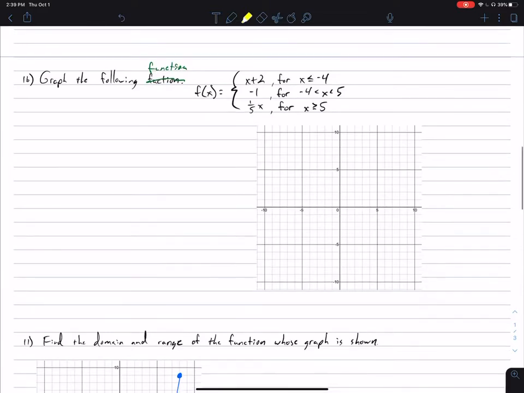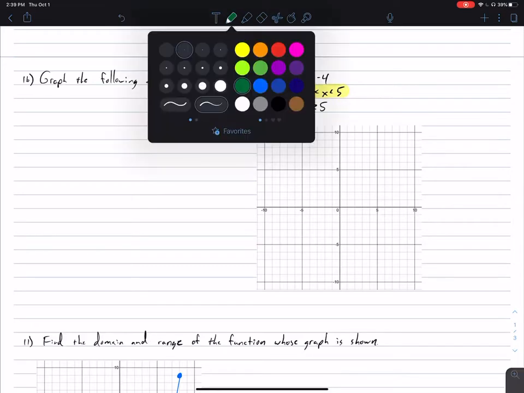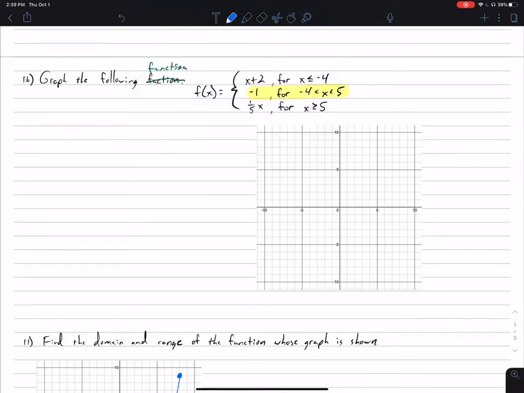What I like to try and do is focus on the constant one first. So this -1 is constant from -4 to 5. So at -4, it's always going to be -1. So -4, -1 is going to be right here. And I'm going to put an open circle because it's not equal to it. And then this is going to go all the way up to 5. And again, we have an open circle.